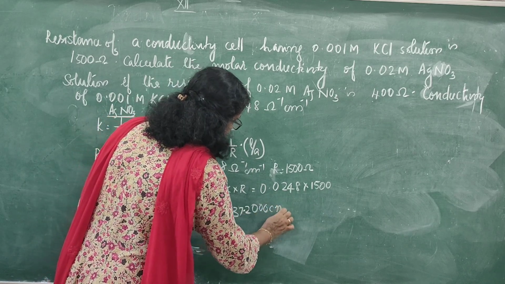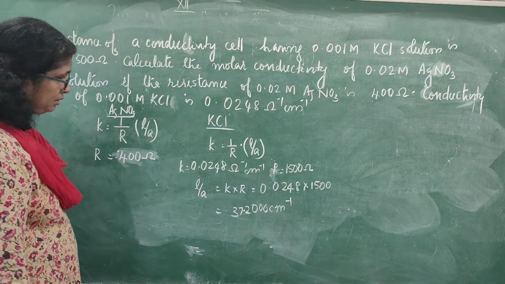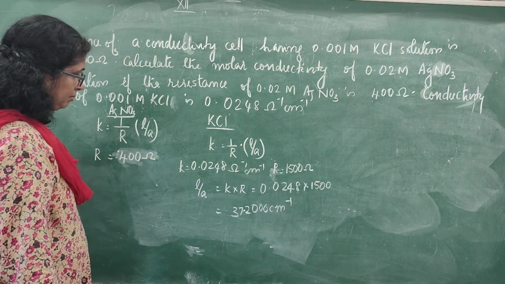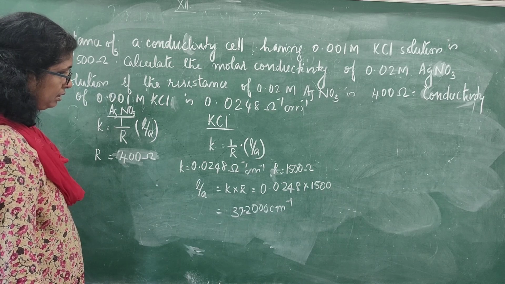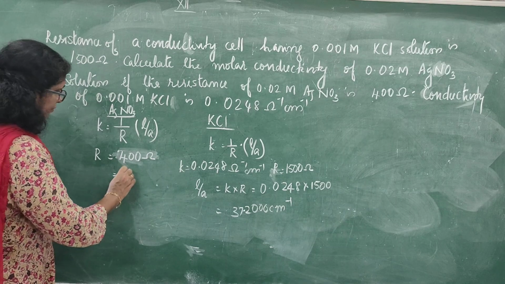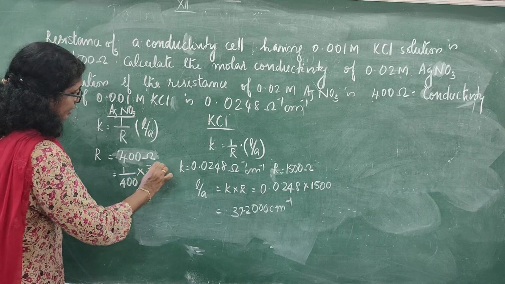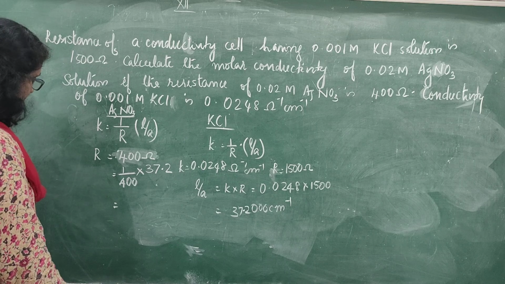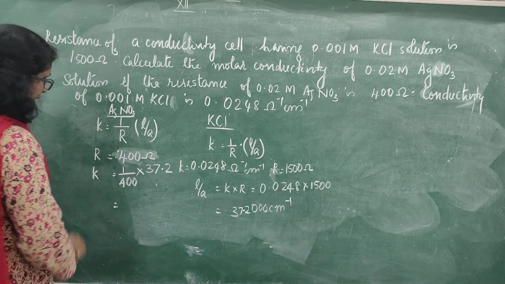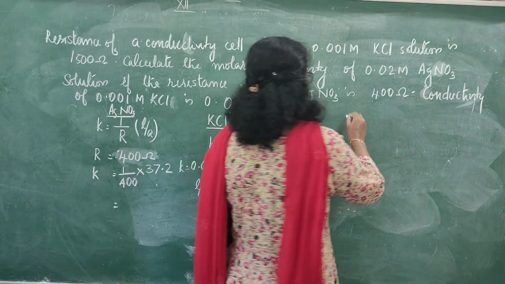It is this much centimeter inverse. So the cell constant is 37.2 centimeter inverse. Then K is 1 by R, 1 by 400 into L by A, 37.2. From that you can calculate K. Then using that K, you will have to calculate the molar conductivity of AgNO3.